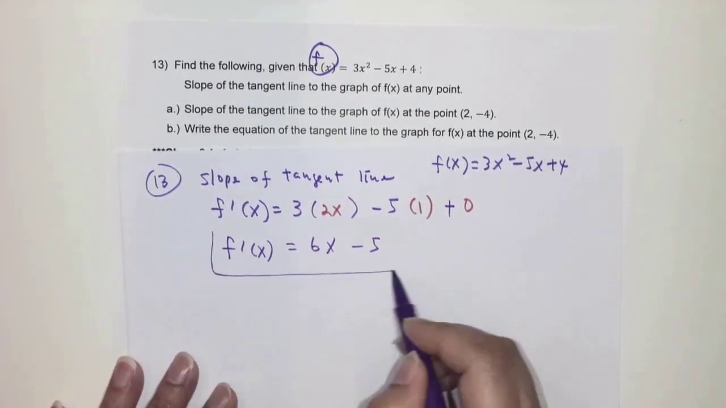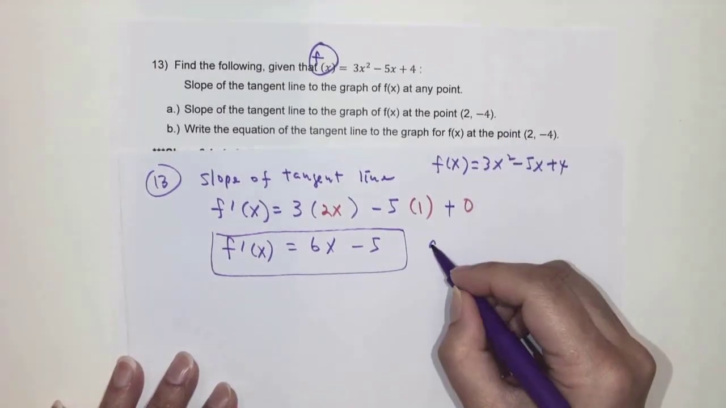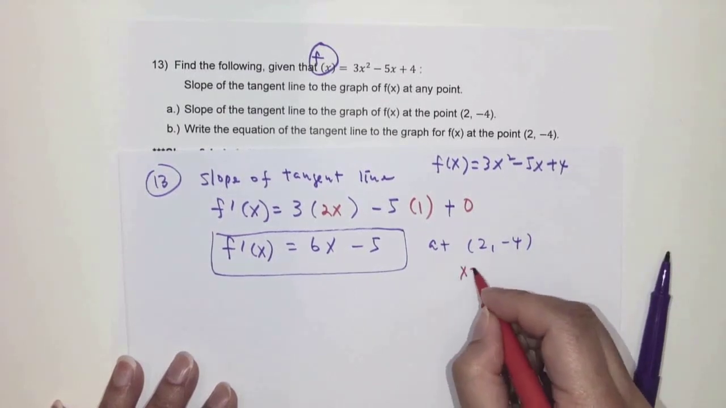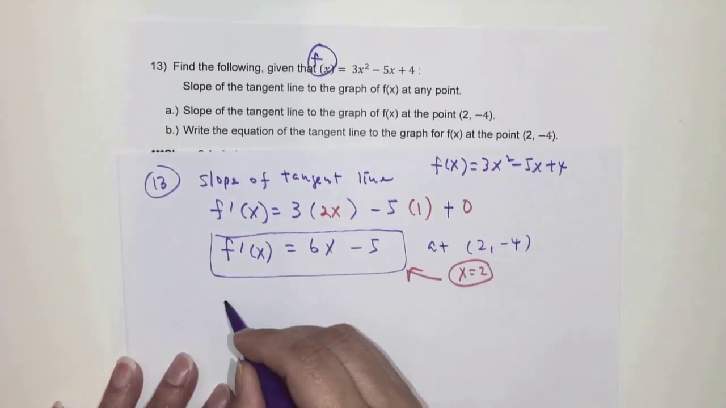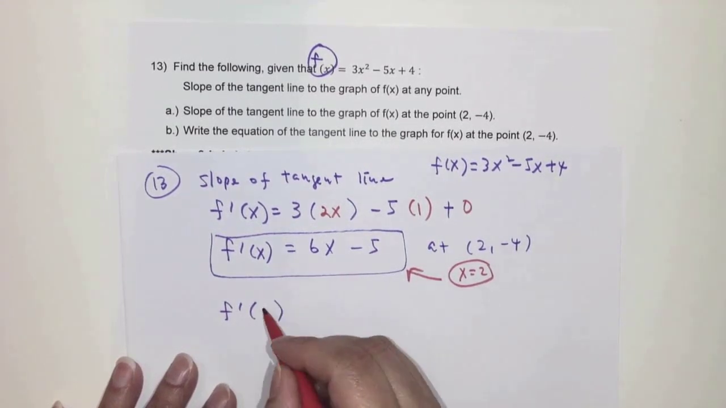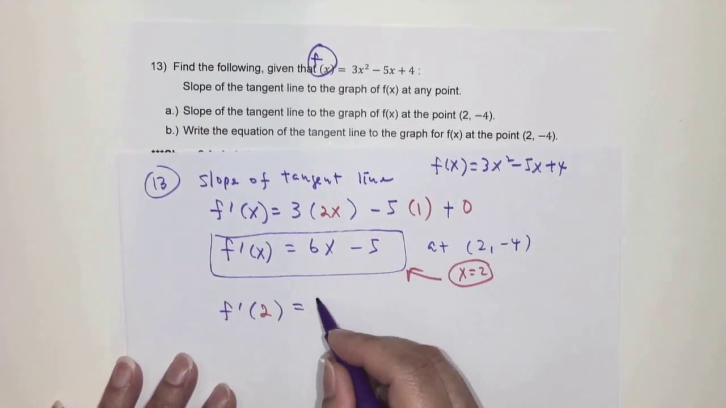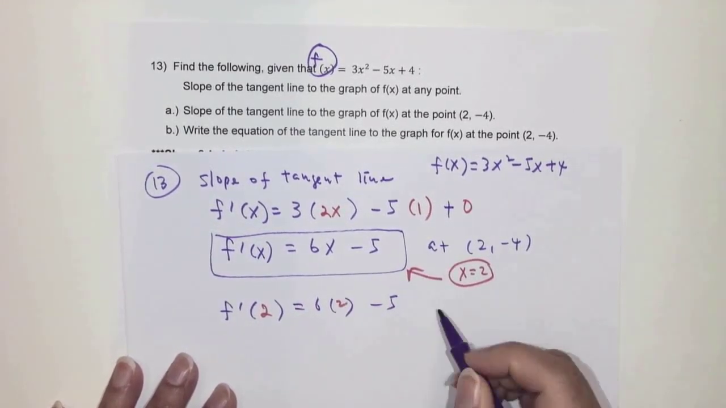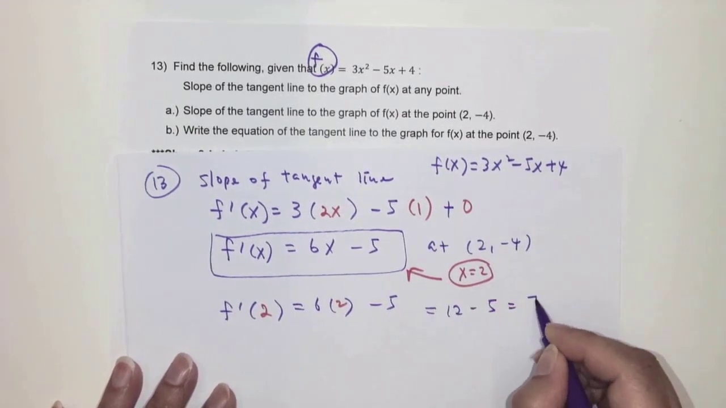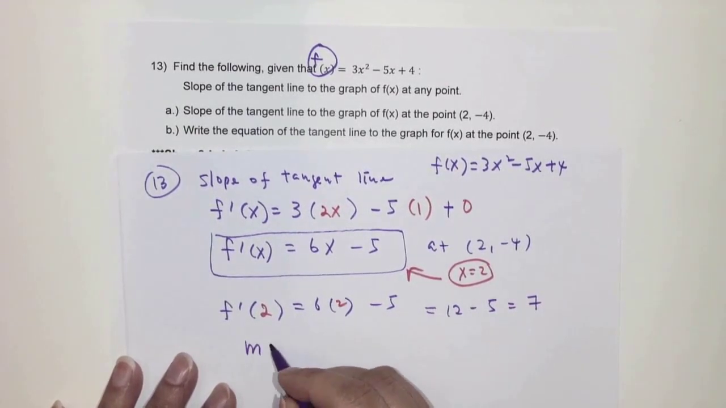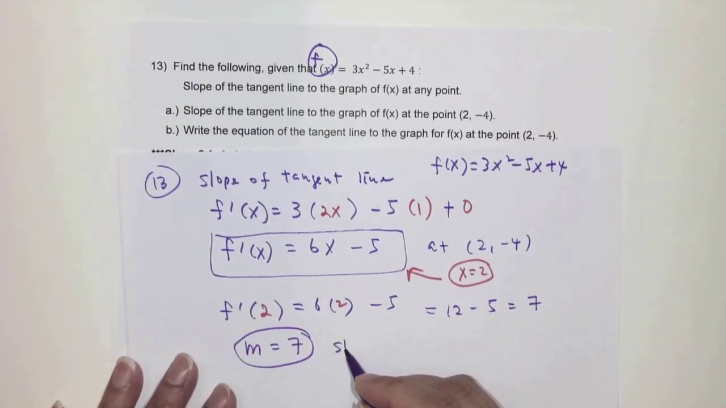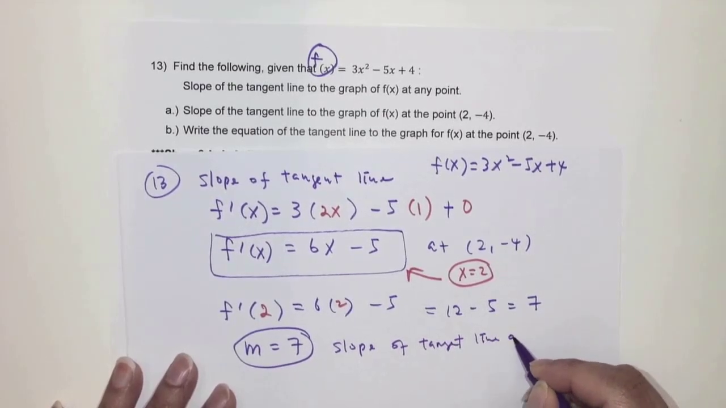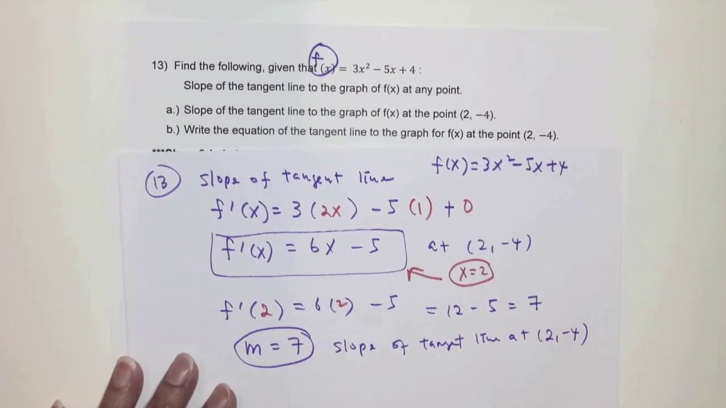Are we okay? The slope of tangent line, but they want it at 2, negative 4, meaning x equal to 2, right? So I need to plug it in here. F' of 2 is going to equal 6 times 2 minus 5. That would be 12 minus 5, and I get a 7. So the slope of tangent line is 7. Slope of tangent line at 2, negative 4 equal to 7.